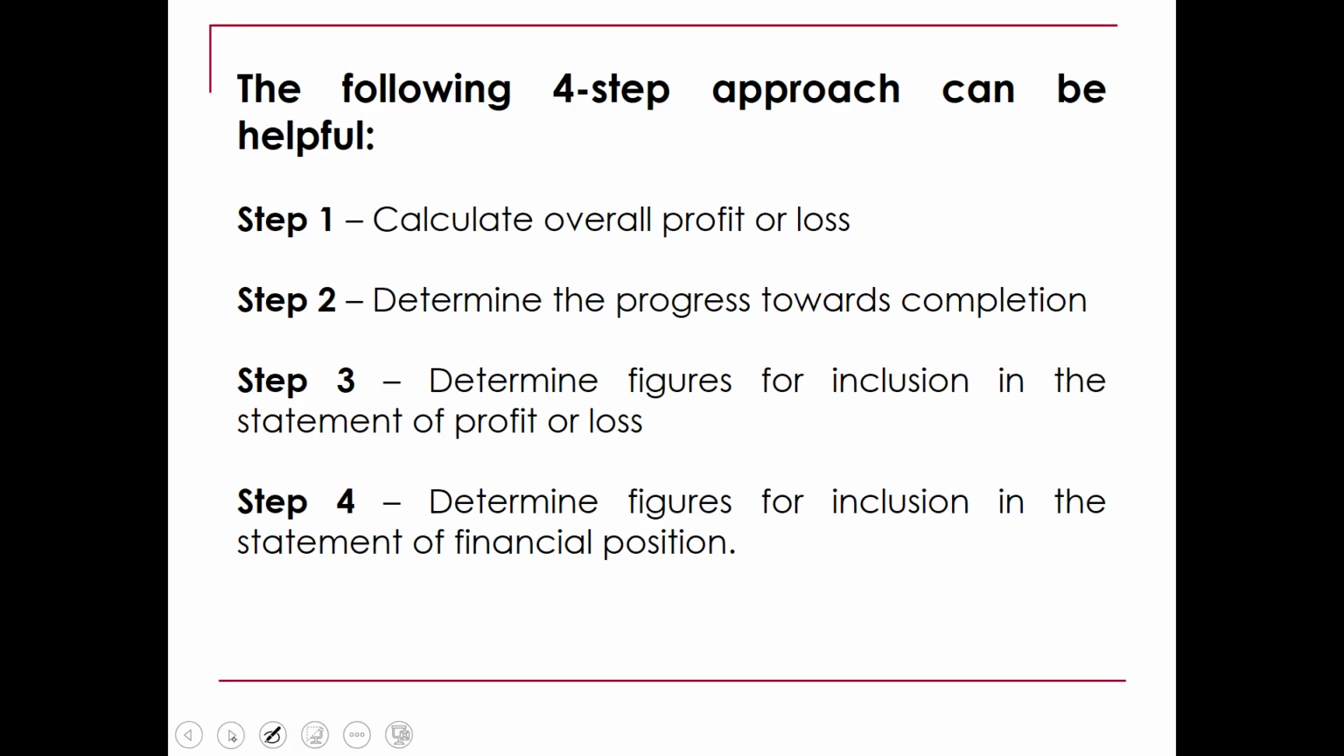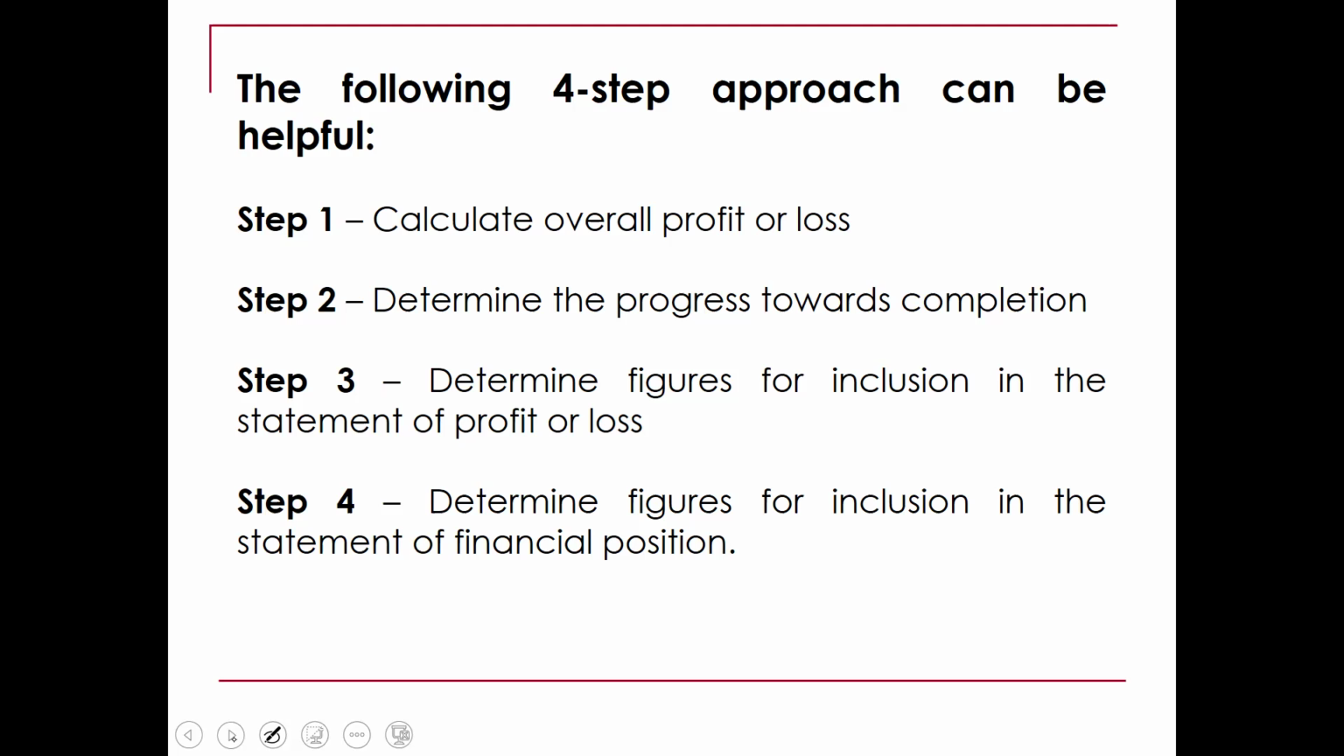So the first step is we need to determine whether or not the project or the contract is going to result in a profit or a loss. So the first thing is, let's calculate the overall profit or loss. How much have we charged the customer in terms of the contract price? How much have we incurred in terms of costs? And how much are we expecting to incur in the future until we have satisfied all of the contractual obligations? So if the contract price is 100,000, and for now, we have incurred 20,000.